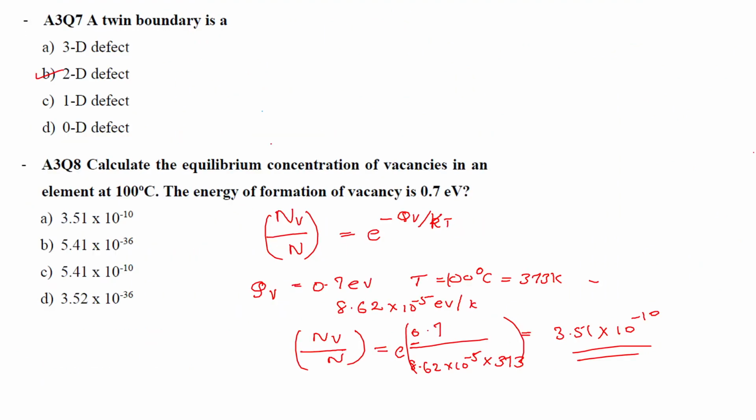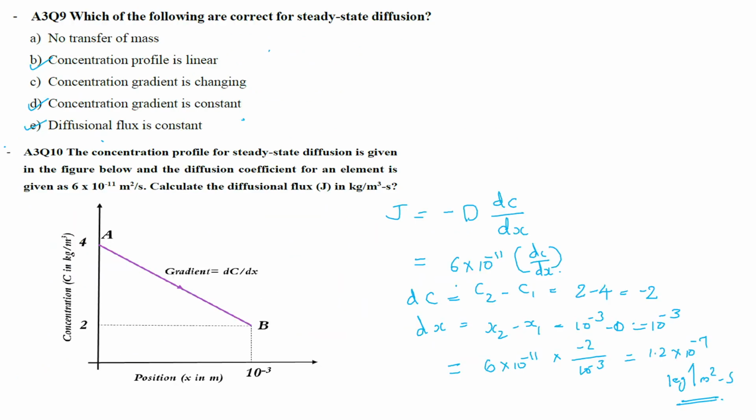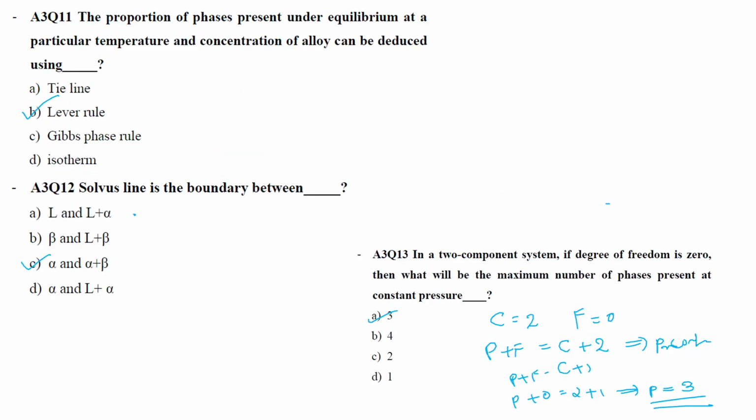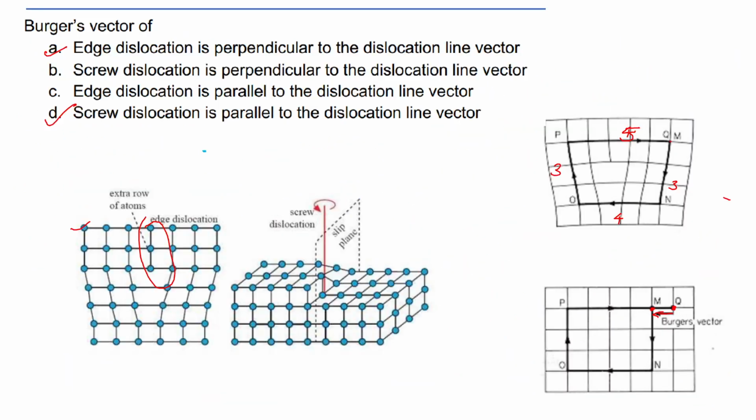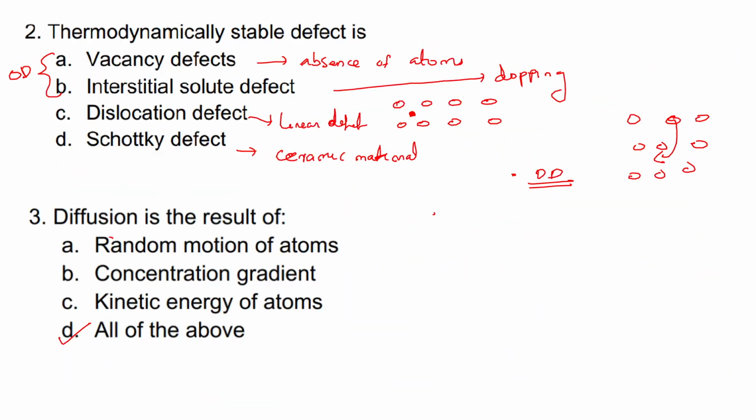And here the problems are related to, one, this equation Nv by N is equal to e to the power minus Qv divided by kT, and another one is Fick's law, J is equal to minus D dC by dx. And another formula is the diffusion formula, D is equal to D0 e to the power minus Q by RT. If you know these three formulas, you can clearly solve all the problems related to this portion.